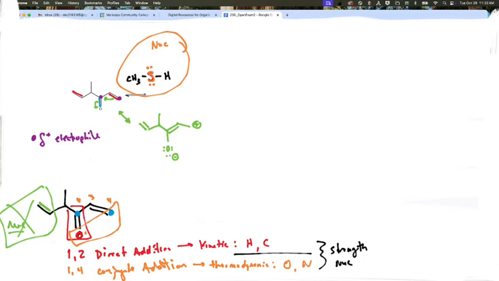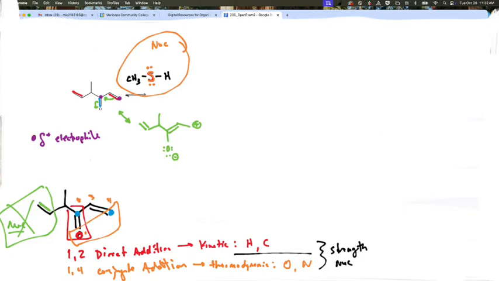And if we had a really strong nucleophile, i.e. hydride or carbide, we get a kinetic product. If we just had a strong nucleophile, like an oxygen or a nitrogen, that gives us the thermodynamic product. Does that make sense?